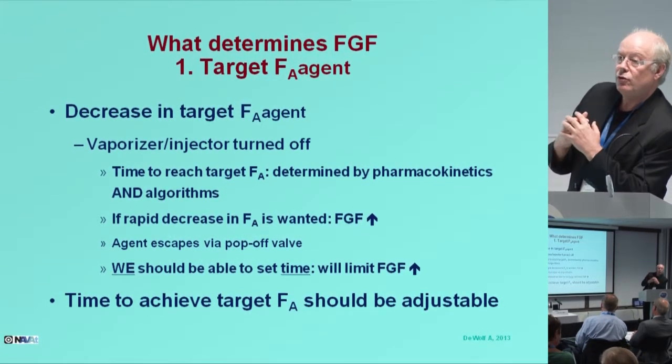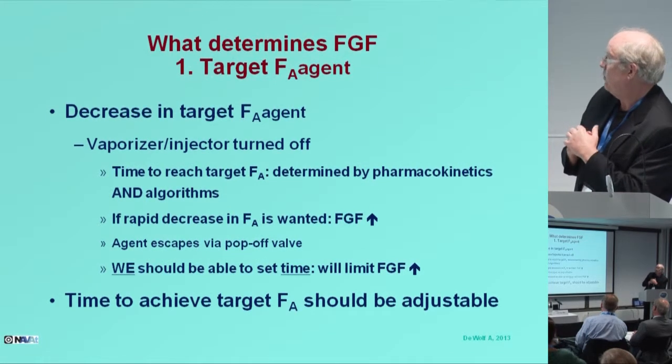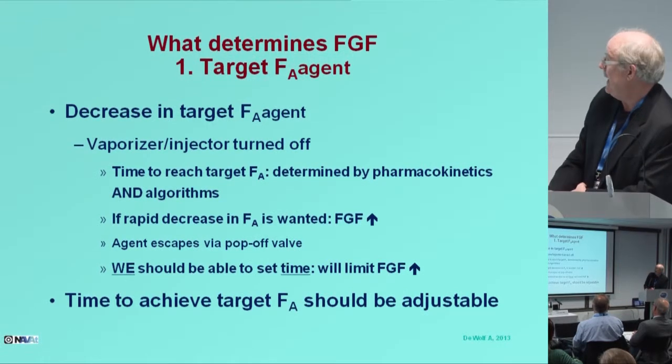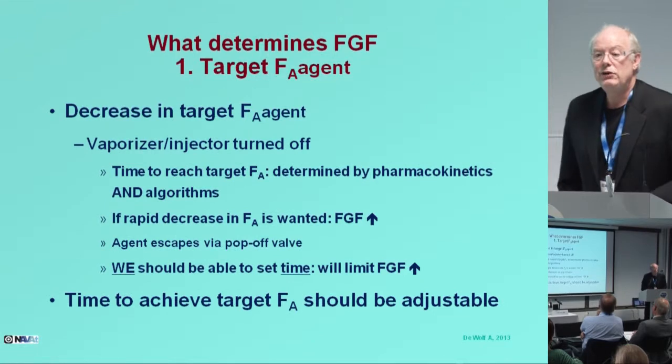If we are able to set the time where we want to see this change happening, say we want to decrease the FA from 1.3 to 1%, but it's okay if that happens over 5 minutes, the machine will turn off the vaporizer, and probably within 5 minutes your new target will be reached. But if the machine thinks you want it within 1 minute, it will have to increase fresh gas flow, which means wasting Sevo into the atmosphere. So again, the bottom line is that we should be able to set the time to reach the new target.